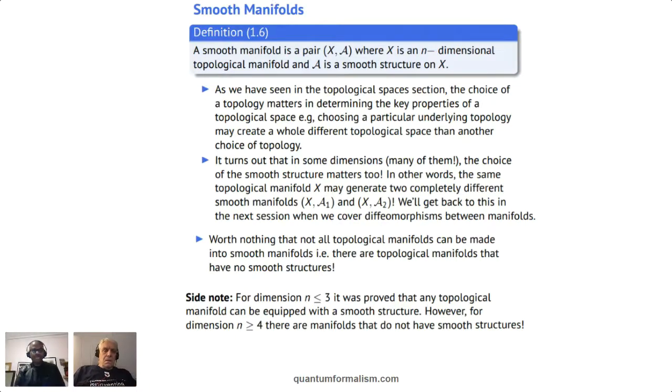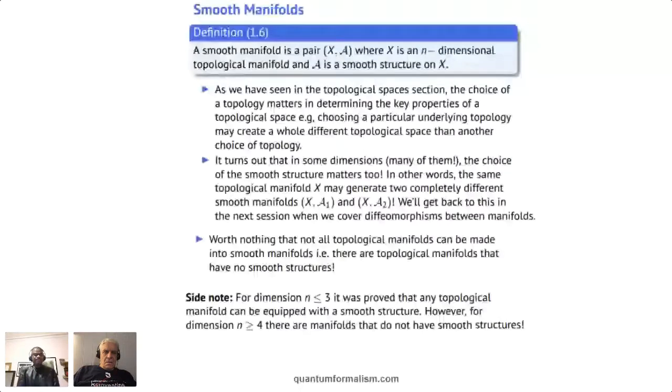This is true. But for dimension greater or equal to 4, there are topological manifolds that you cannot give a smooth structure. And even more, we will see in the next session, even those that you can give a smooth structure, the smooth structure is not unique. So for some dimensions, and dimension 4 is actually one of them, you might have an uncountable number of smooth structures that are not diffeomorphic. So the manifolds are not diffeomorphic. They are different types of smooth manifolds.